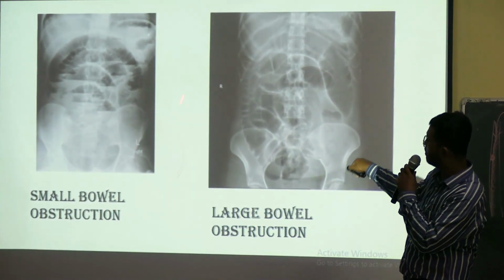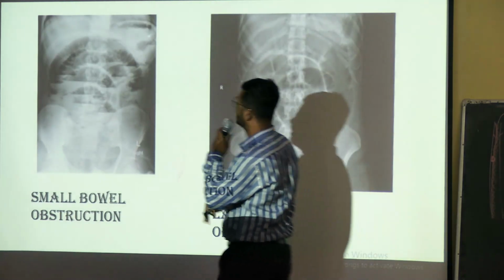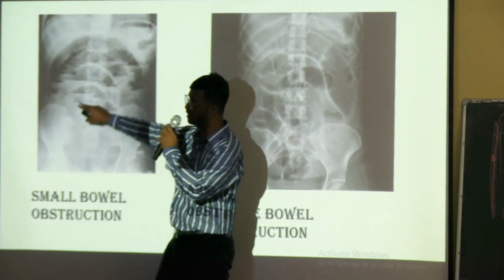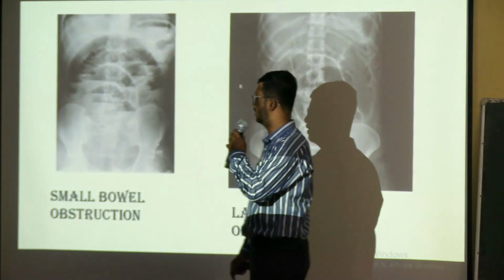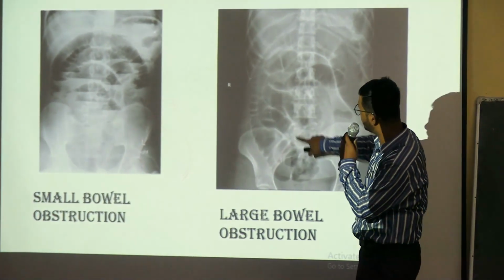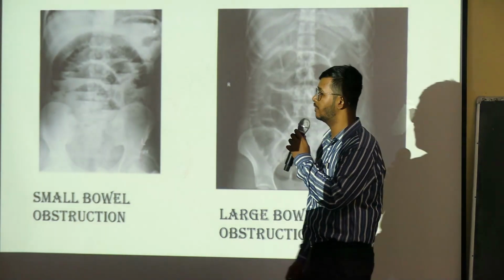But these are abnormal gas shadows, because here you can see a staircase pattern. This is seen in small bowel obstruction. And this type of gas shadow is seen in large bowel obstruction. Not very much important.